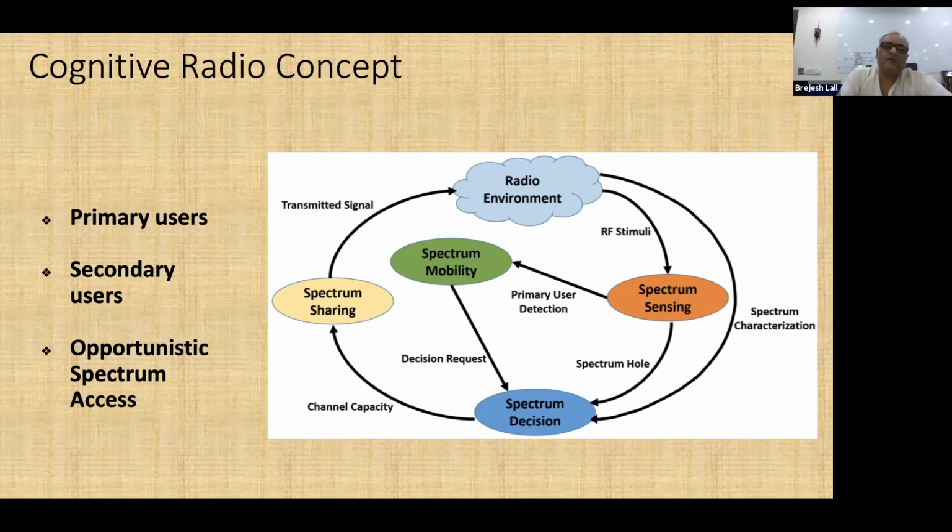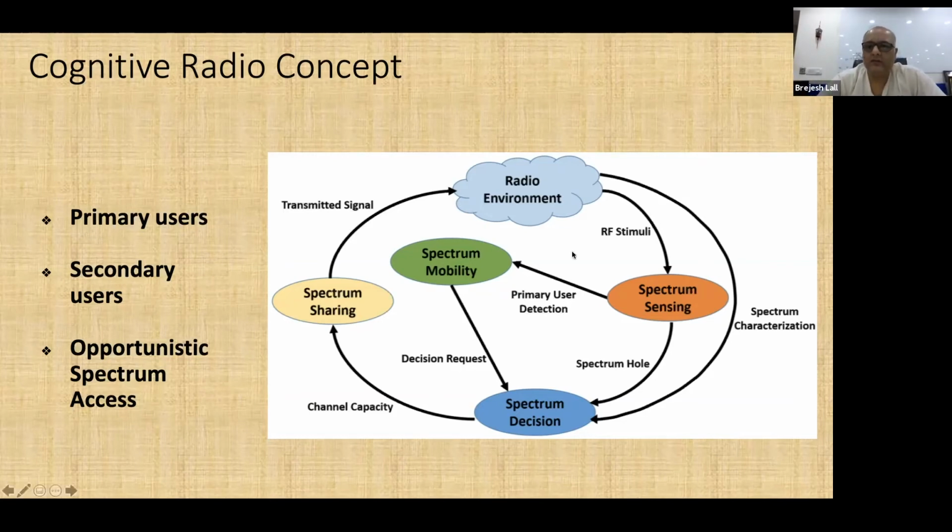Just because some resource becomes a licensed resource, you cannot disallow other people from using it, because there might be times when the primary users are not making use of that resource. So you cannot let a resource which is so scarcely available lie vacant. So there is this concept of cognitive radio.